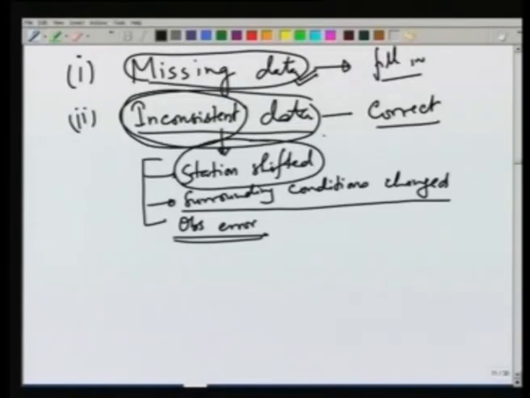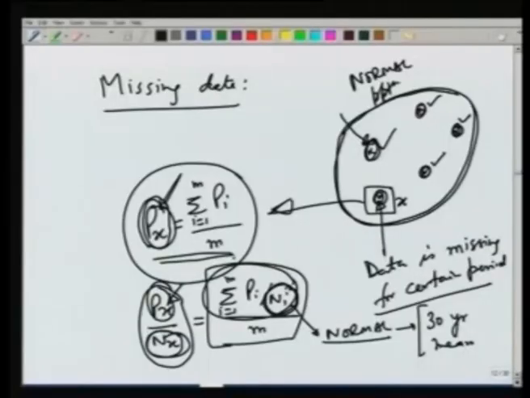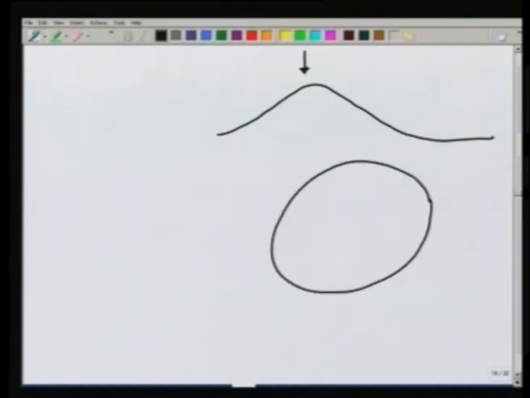So, by filling in missing data and by correcting inconsistent data, we can be sure that now we have a record of rainfall over a particular area which represents the actual conditions without many errors. The area which we have taken till now, we have not really defined this catchment area, but whenever we take this area, typically it is done in such a way that the boundary corresponds to a watershed.